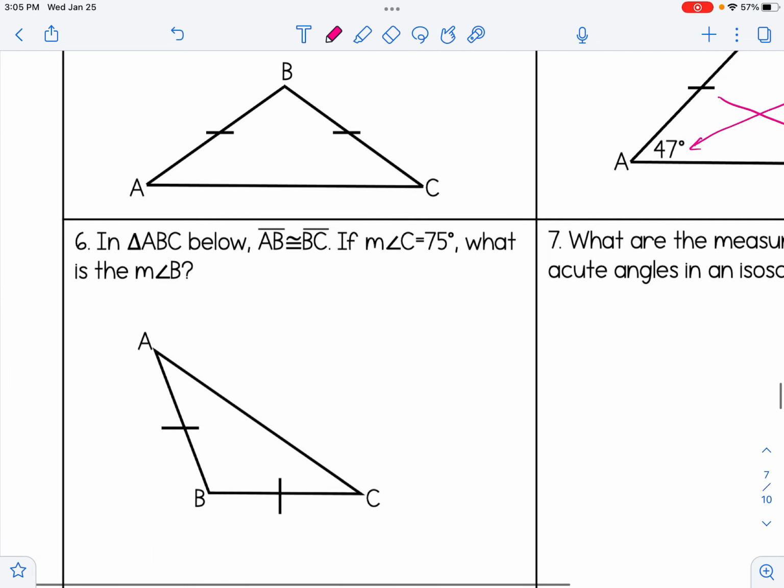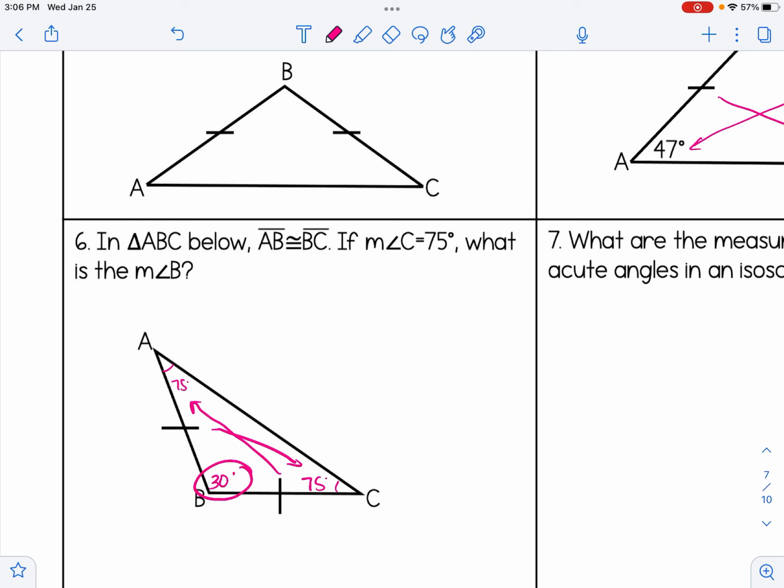Number 6. In triangle ABC below, AB and BC are congruent. If angle C is 75, so I'm going to go fill that in, what is the measure of angle B? Well, angle A and angle C are going to be the two congruent angles in this triangle. Again, they're the ones that are across or opposite from the congruent sides. And then I'm going to use my interior angle sum to find the measure of angle B. So that gives me a measure of 30 degrees.